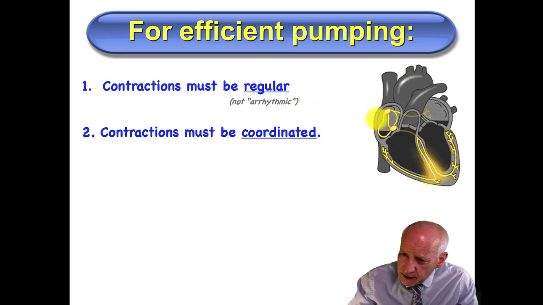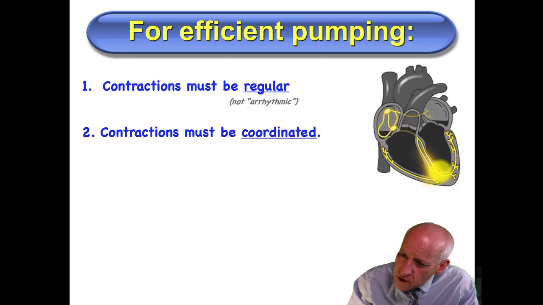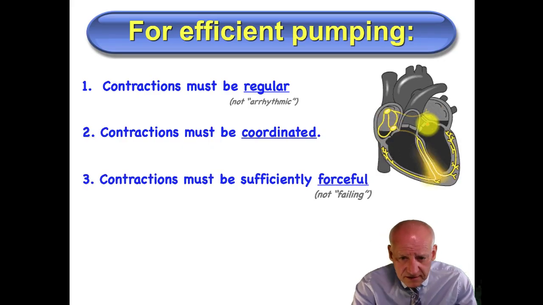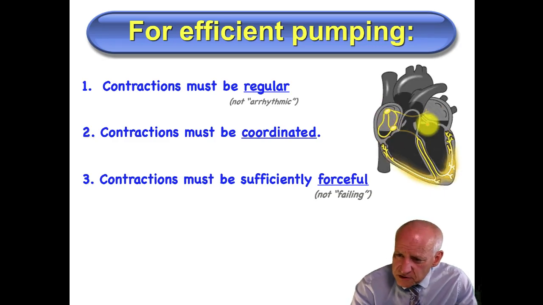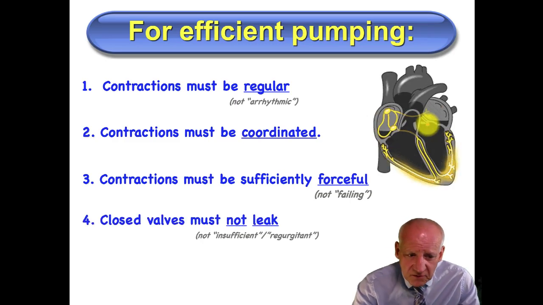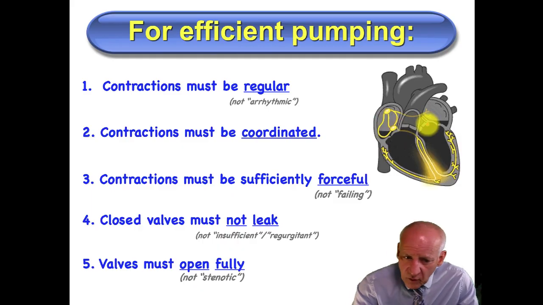For example, the atria must contract before the ventricle, and the ventricle must contract from its apex, squeezing the blood upward toward the outlet port. The contractions must be sufficiently forceful. A failing heart has a weak contraction and therefore a weak output. And the valves, when closed, must not leak. They must not be insufficient or regurgitant. And finally, the valves, when open, must be fully open. They must not be narrowed or stenotic.